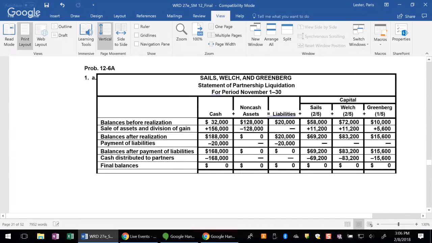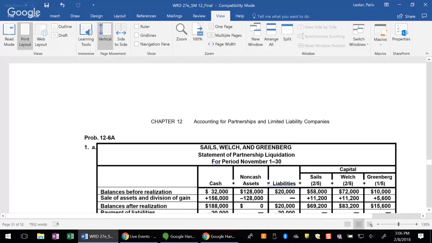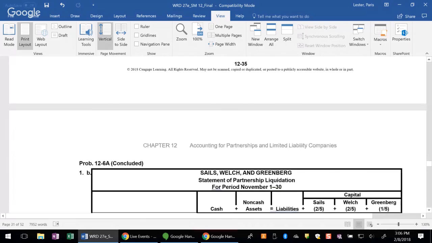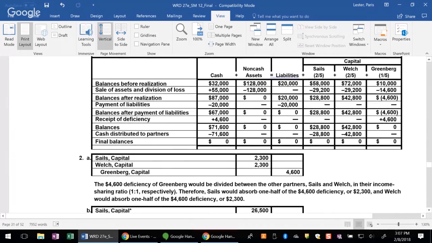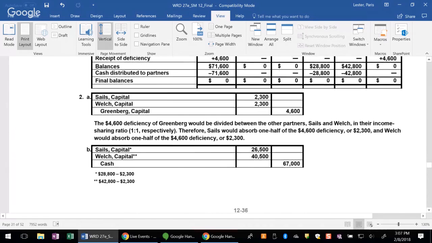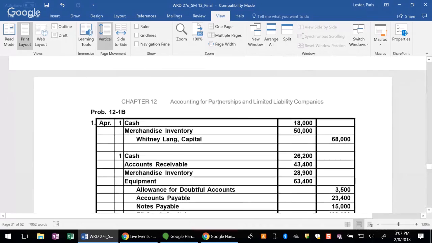Now, I'd like for you to practice 6A at home. Practice 6A at home. You can check it out on Moodle. 6A has 2 parts. Trying to do 1 and 2. 1A and B, and 2A and B.